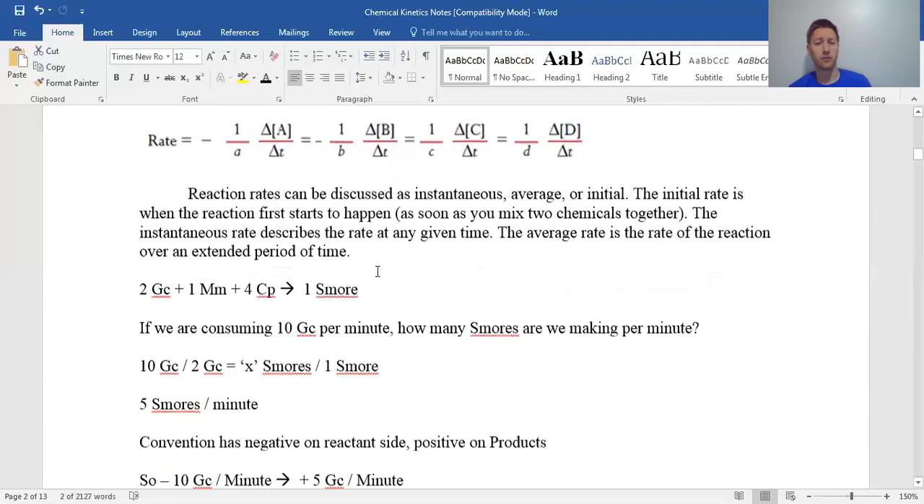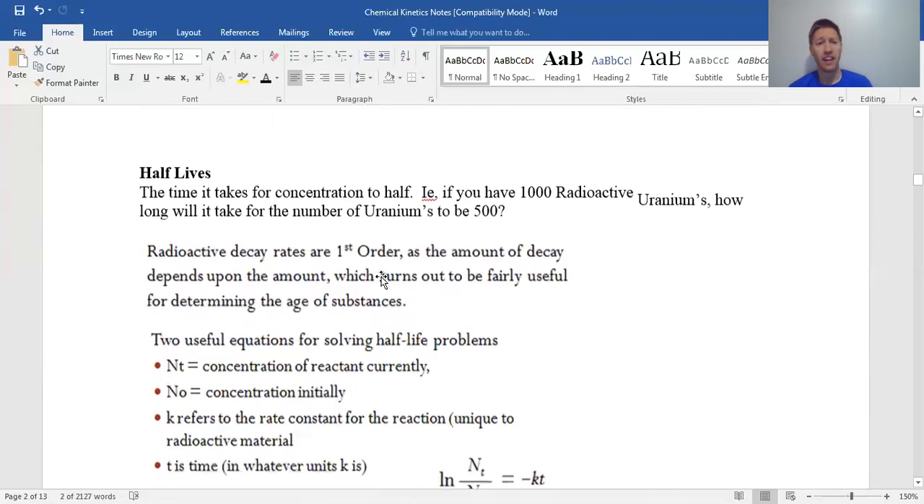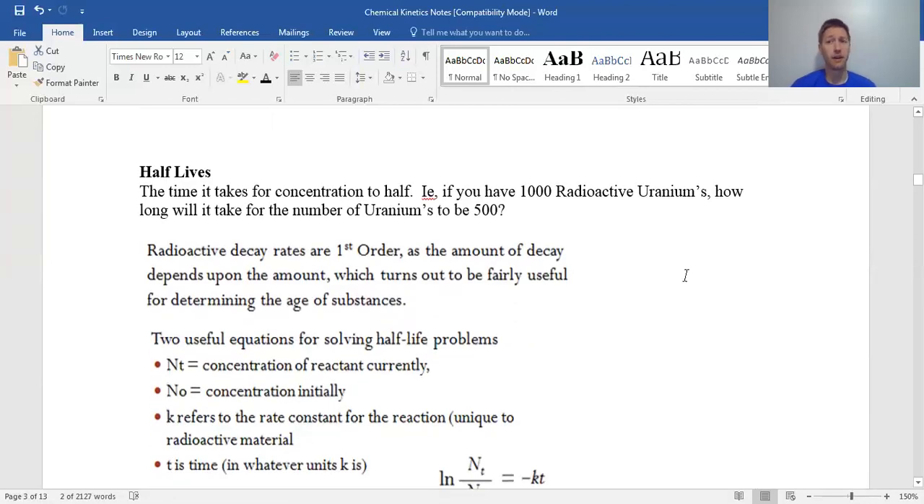All right, so moving on to another one we care a lot about, which is half-lives. Half-lives we care a lot about because people use these to date things.